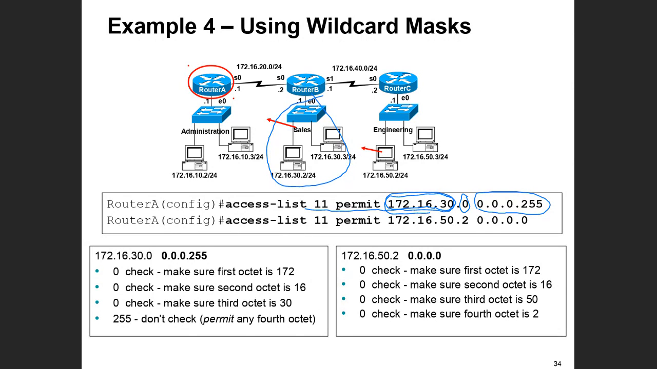The second statement says, for that engineering boss, 172.16.50.2. And let's look at our wildcard statement. It's all zeros. It means must match exactly. The entire 32 bits must match exactly. That individual workstation only. Right next to them, the 50.3 workstation, it won't match. 2 is not 3. It'll be a different binary value. It won't be permitted. Only the engineering boss's workstation will be allowed to leave the network.